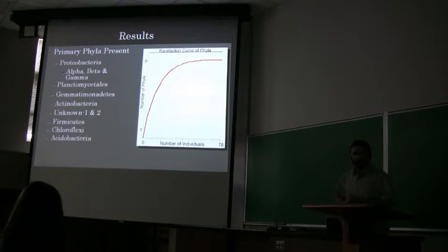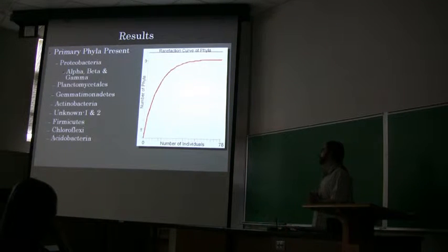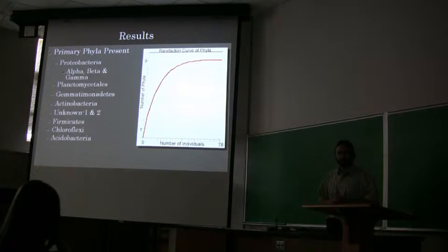And as far as the phyla present, we had proteobacteria, and 3 of the groups of proteobacteria subphyla: alpha, beta, and gamma. Planctomycetes, Geobacteria, Actinobacteria. 2 significantly different unknown groups showed up, and Firmicutes, Chloroflexi, and Acidobacteria.